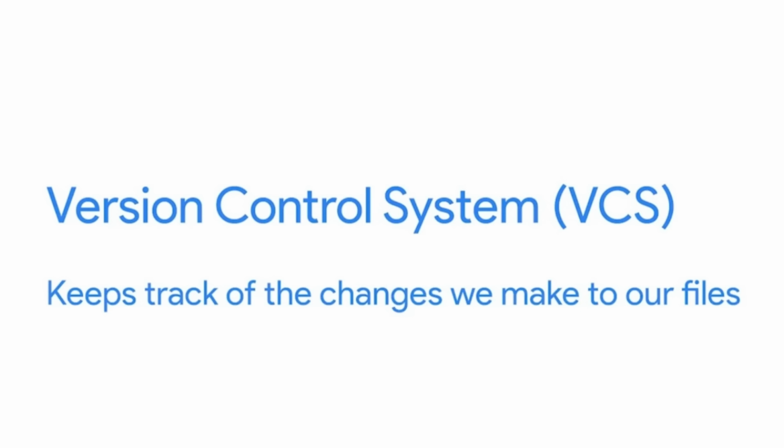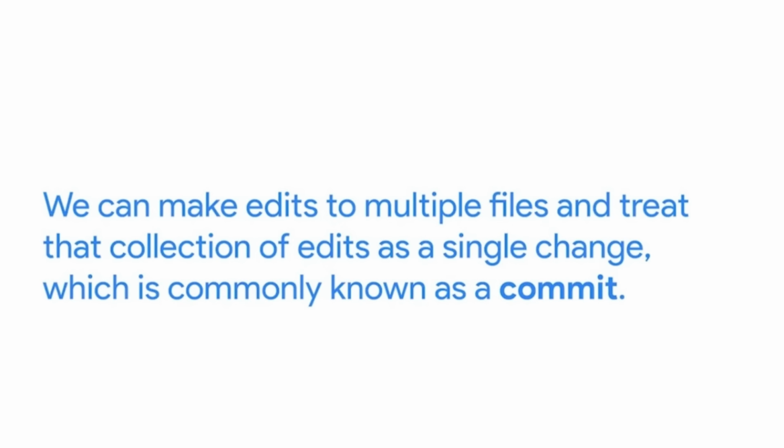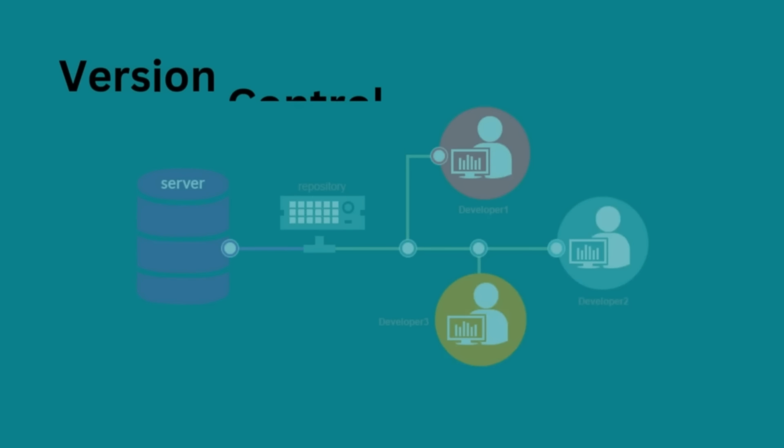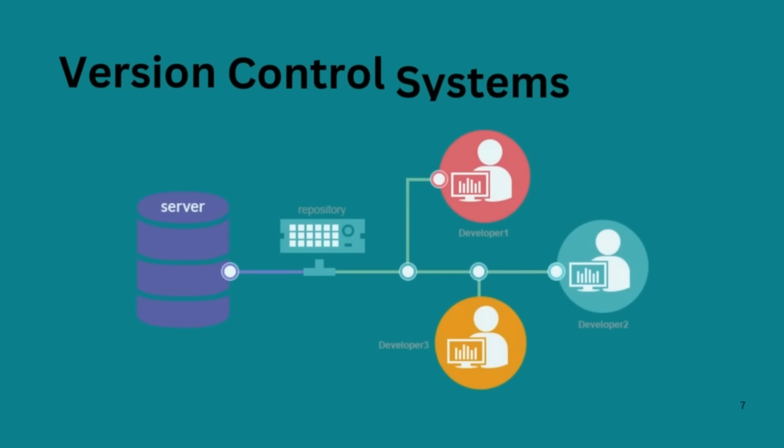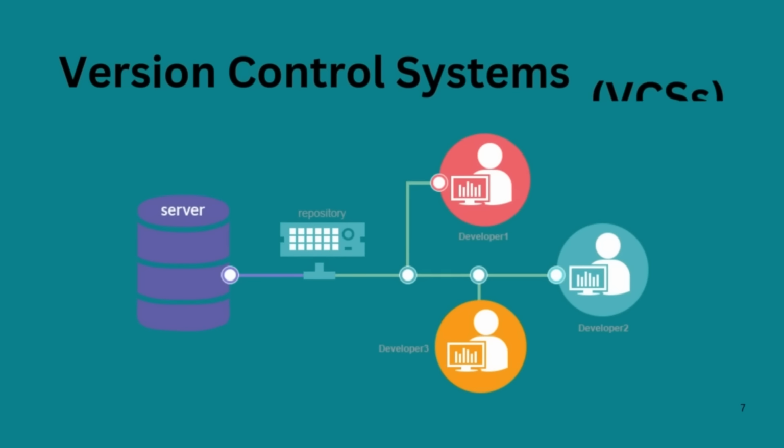On top of this, we can make edits to multiple files and treat that collection of edits as a single change, which is commonly known as a commit. A VCS even provides a mechanism to allow the author of a commit to record why the change was made, including what bugs, tickets, or issues were fixed by the change. This information can be a lifesaver when trying to understand a complex series of changes or to debug some obscure issue. So, be sure to record this extra info in your commits to be truly committed to better code.